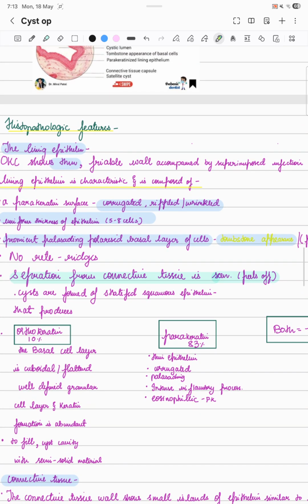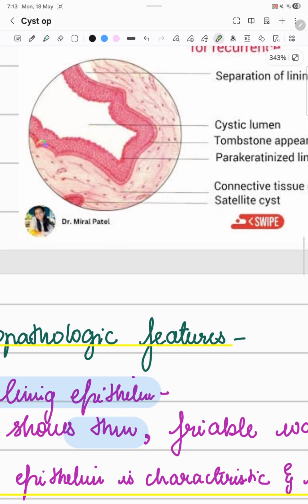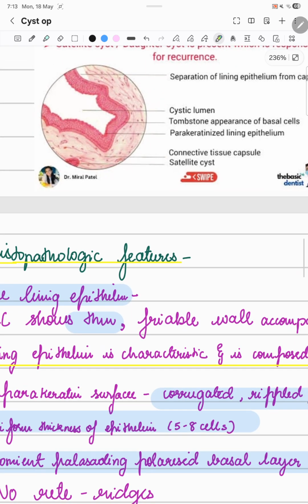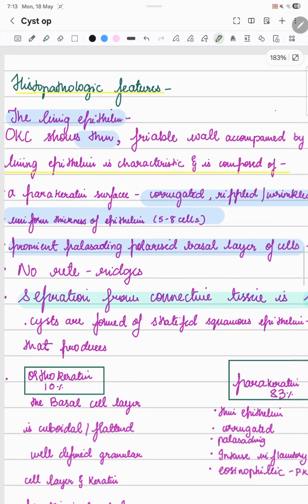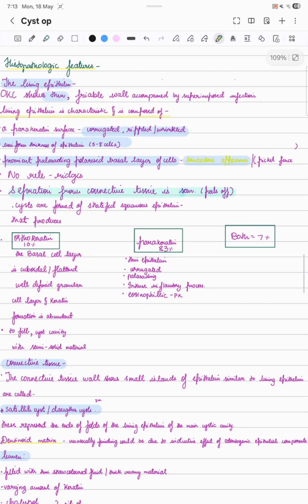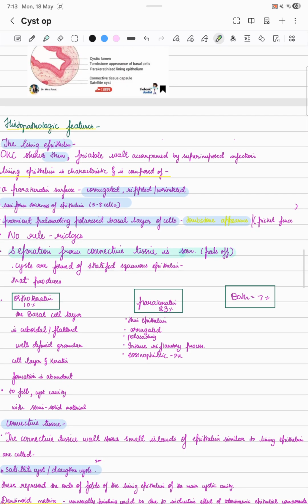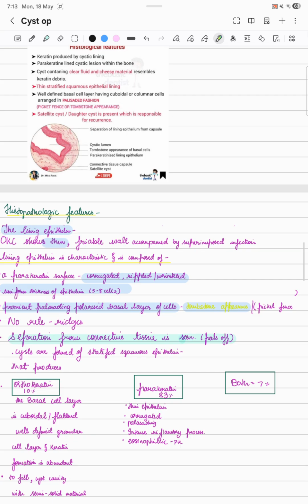Then a prominent palisading, polarized basal layer giving a tombstone appearance. These basal layer cells give an appearance of palisading, and a tombstone appearance is also produced. Now moving forward, we have discussed your tombstone appearance, palisading appearance, and corrugated, rippled, wrinkled parakeratin surface. Rete ridges: as you can see, there are no rete ridges.